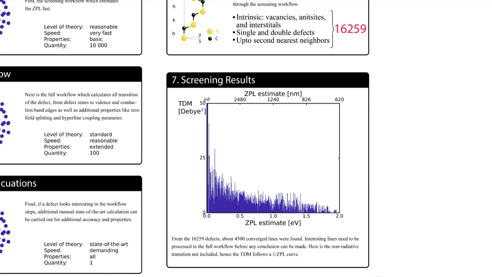Our next step is to look through this data, find potentially interesting defects and run them through the full workflow to further see if we can identify new defects.